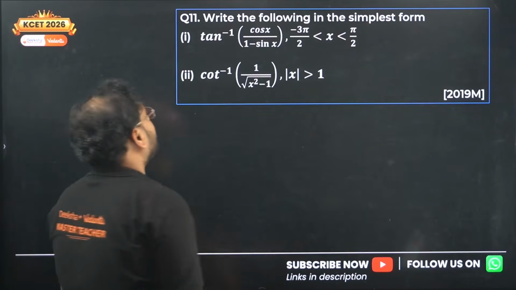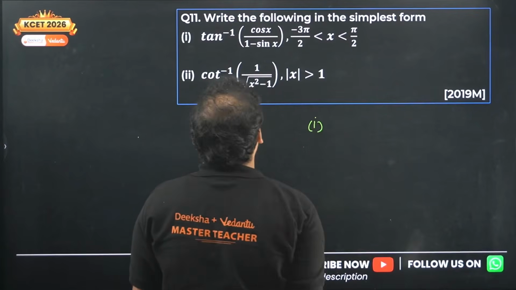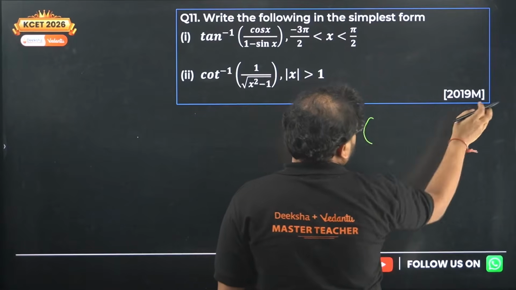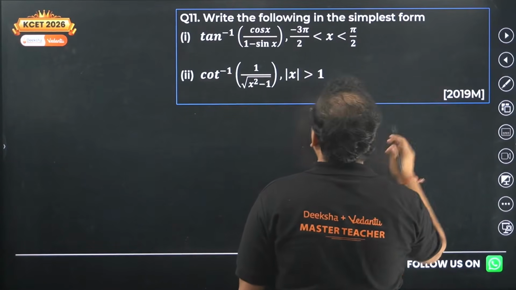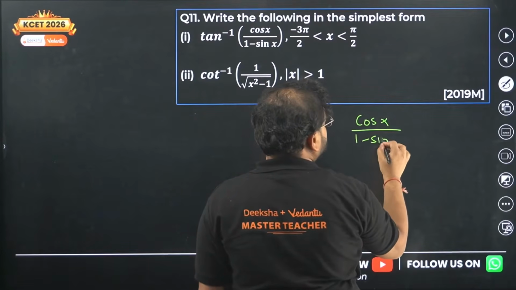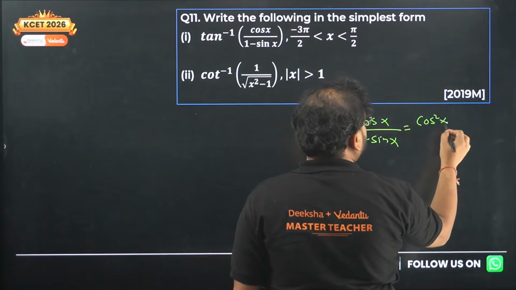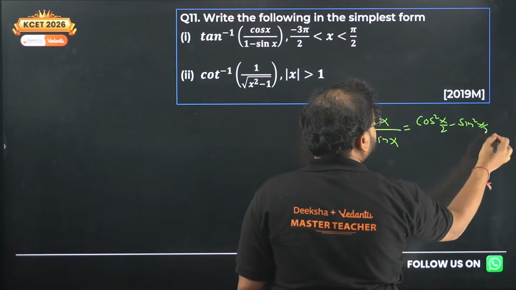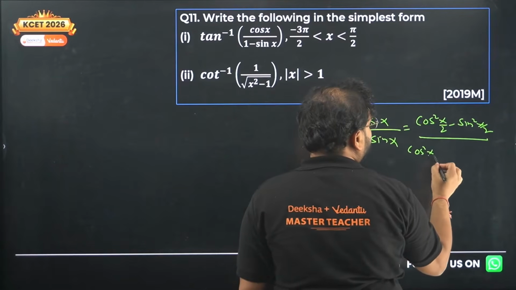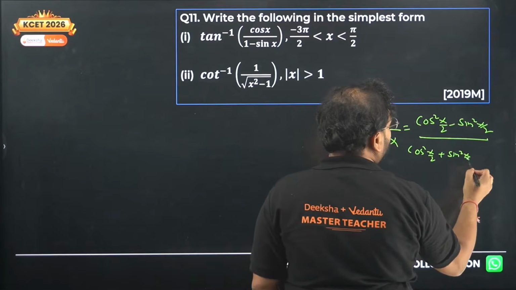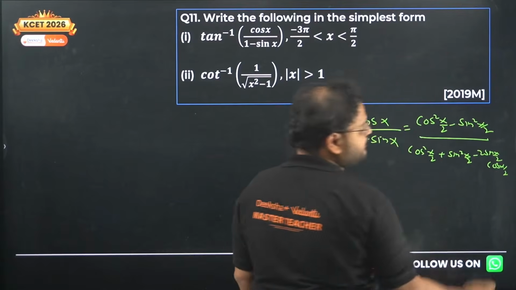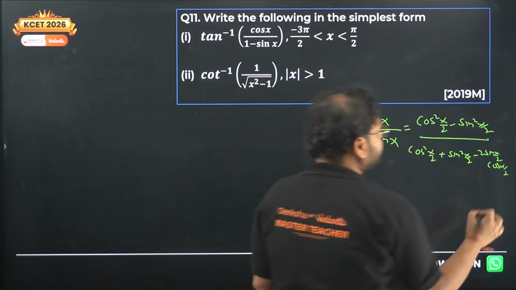Simplest form. So let's go with the first one. Tan inverse of cos x upon 1 minus sin x. So tan inverse of, let me do one thing. Just write this part. Cos x upon 1 minus sin x. Cos square x by 2 minus sin square x by 2 by 1 minus sin x. So we have cos square x by 2 plus sin square x by 2 minus 2 sin x by 2 into cos x by 2. Clear?